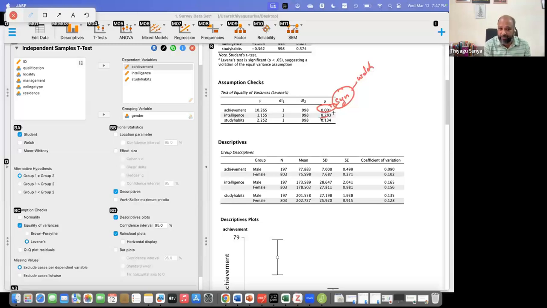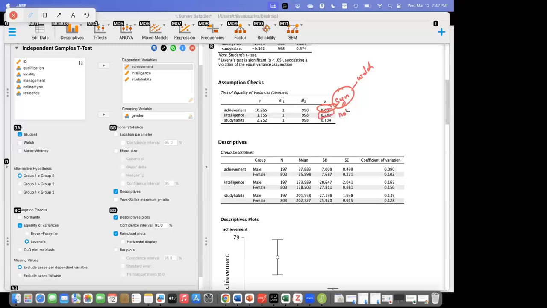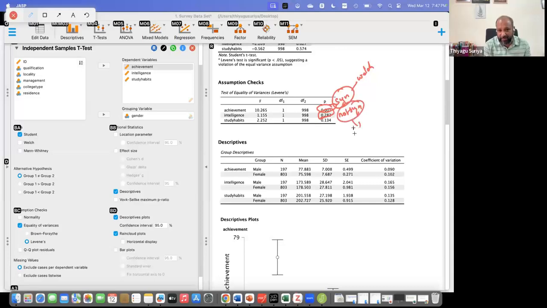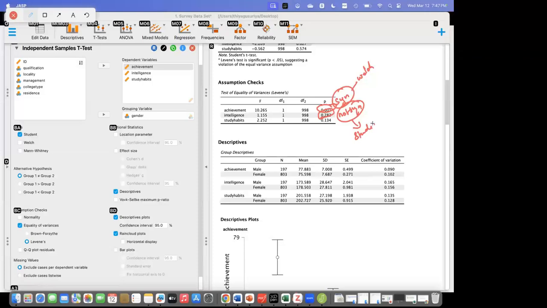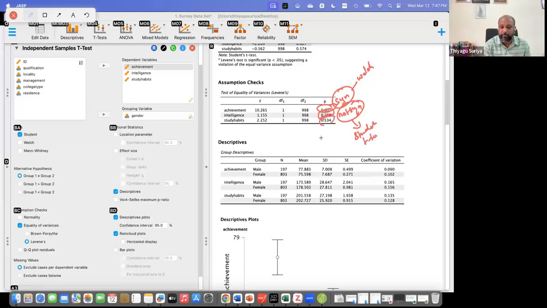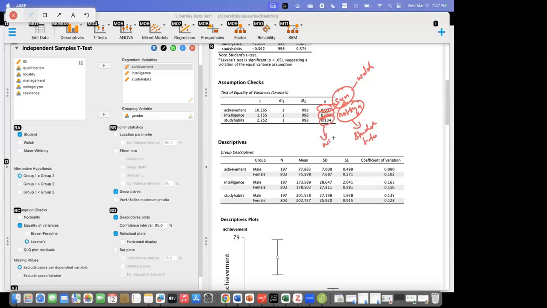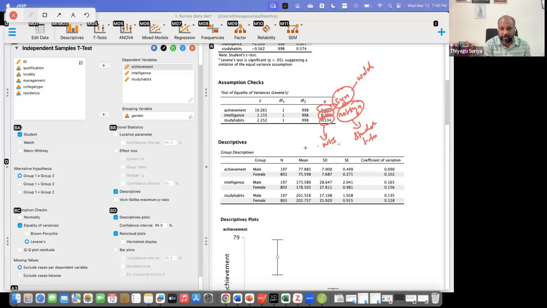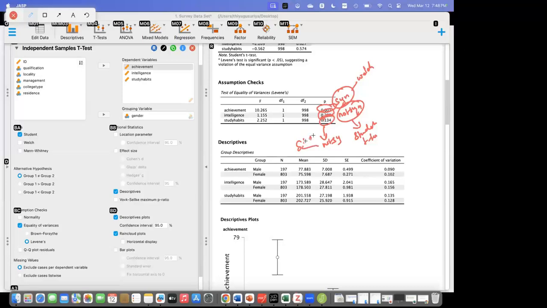What about the intelligence? 0.2. Not significant. Then which test is better? Student t-test. Very good. What about study habits? That is also not significant. Which is better? Student t-test. You got it? Student t-test.